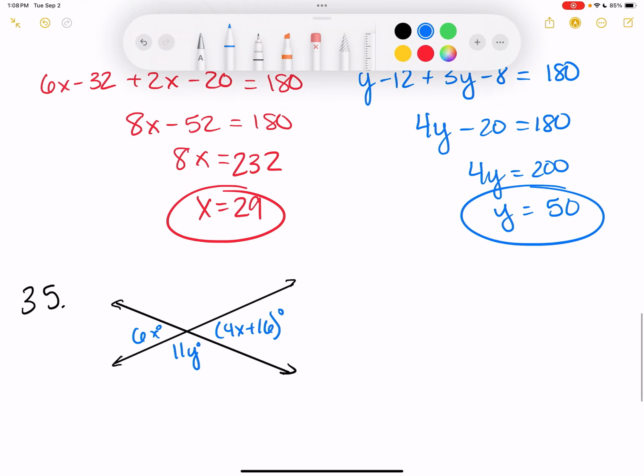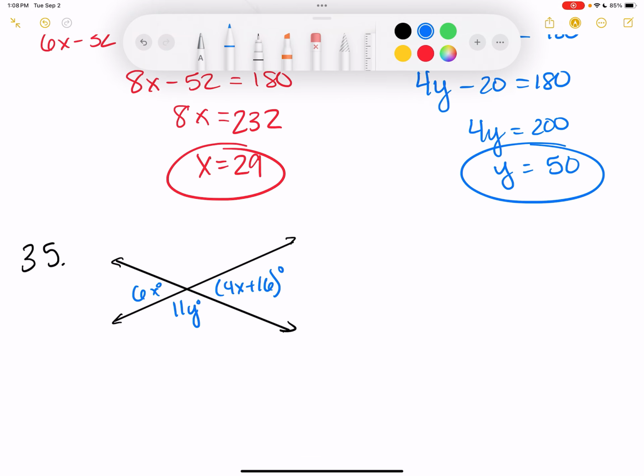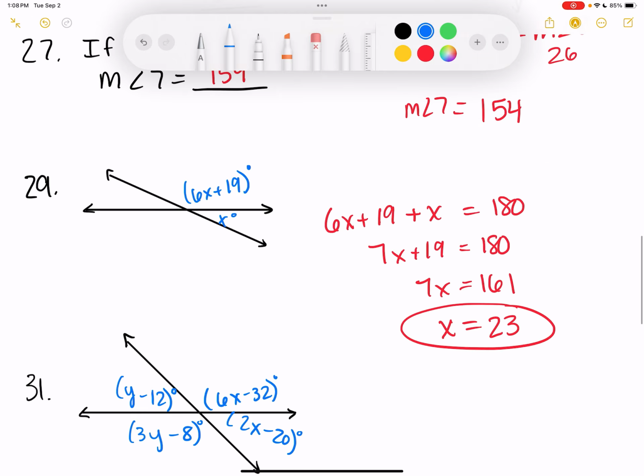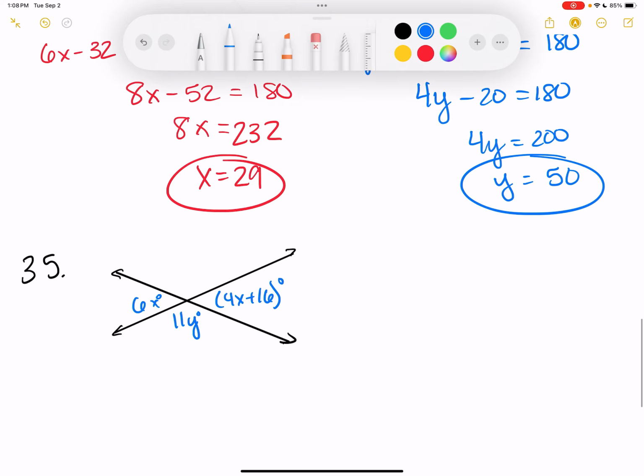So what's different about this one compared to the last two? One of them is missing. It's congruent. Well, the first one had missing pieces also. 11y and the empty space are congruent. Okay, and what else do we know then because of that? 6x and 11y are 180, and 4x plus 16 and 11y are 180 as well. Yep, and there's one other thing that we know.